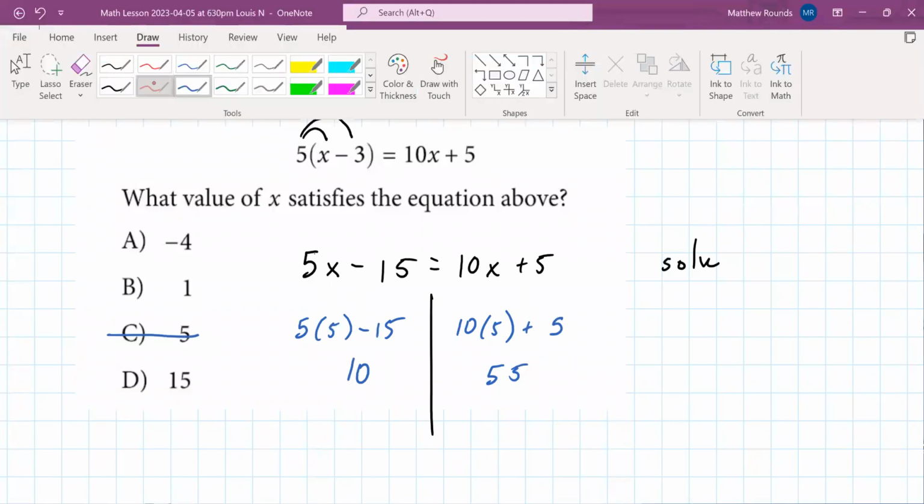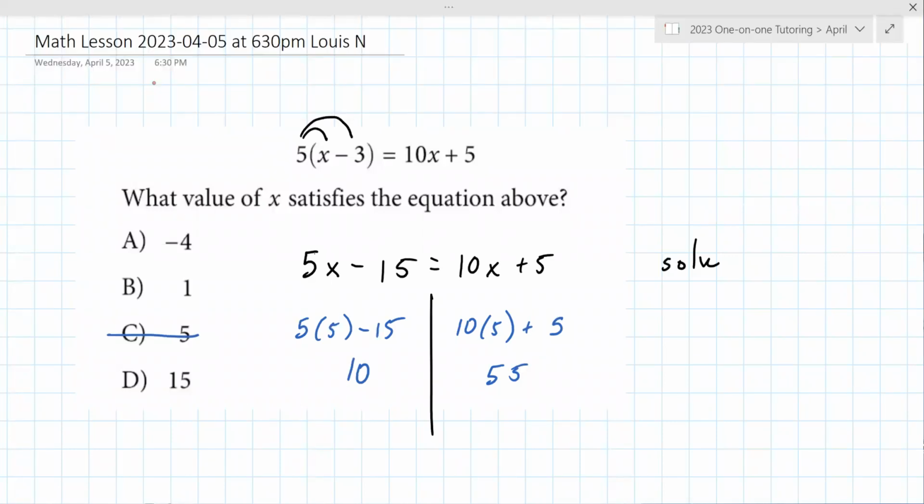What's the next number you feel like would be good to try? I feel like -4 because if you do 15, it's going to be too high on the right. Okay, so let's try -4. 5 times -4 minus 15. So you have to first multiply 5 times -4. That's -20. Okay, minus 35. Or minus 15 is minus 35.